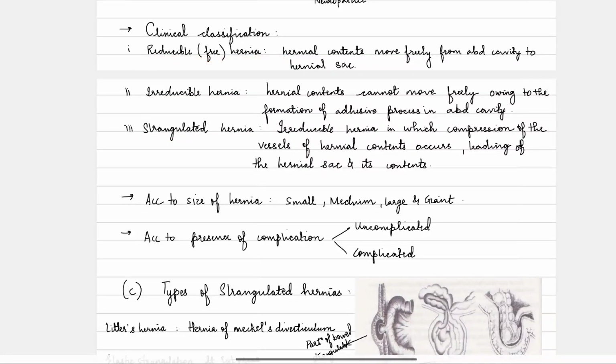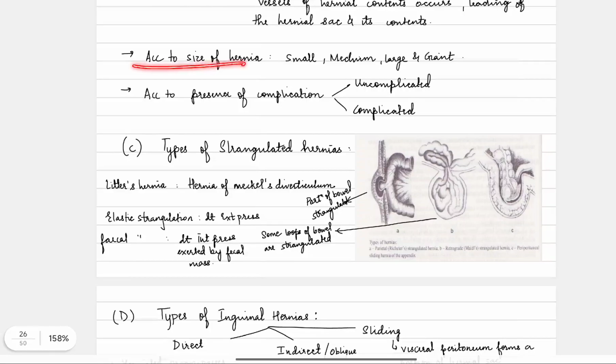Reducible or free hernia is where the content moves freely from the abdominal cavity to the hernial sac. Irreducible hernia, the content cannot move freely owing to the formation of adhesive process in the abdominal cavity. The strangulated hernia is an irreducible hernia in which compression of the vessels of hernial content occurs, leading to necrosis of the hernial sac and its content. Now, according to the size of hernia, there are small, medium, large and giant. According to the presence of complication, uncomplicated, complicated.